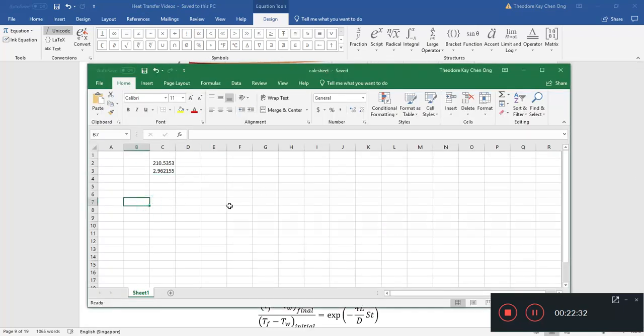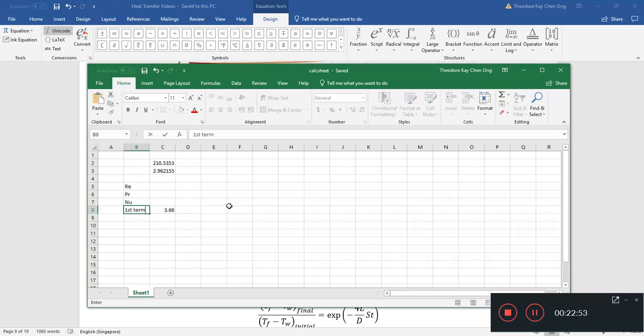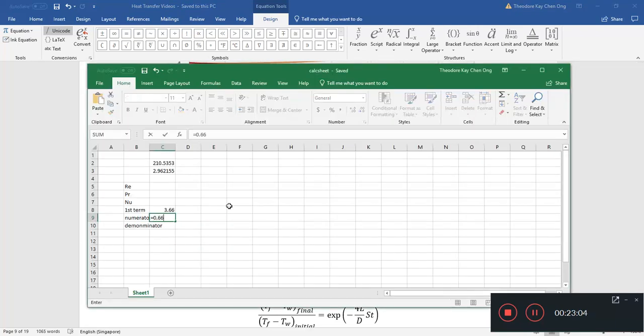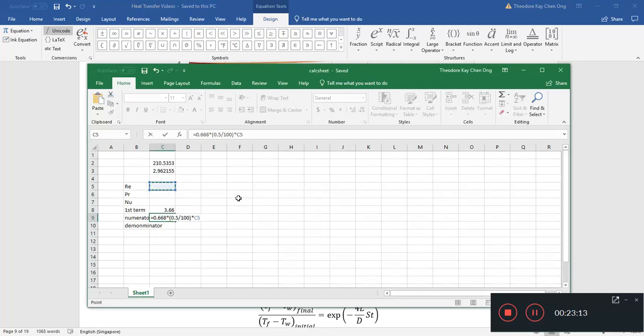Okay, so we have a Nusselt number here. I'm just going to use Excel to try and speed things up. So the first term, numerator, denominator. What's the numerator? 0.668 times 0.5 over 100 times Reynolds number times Prandtl number.